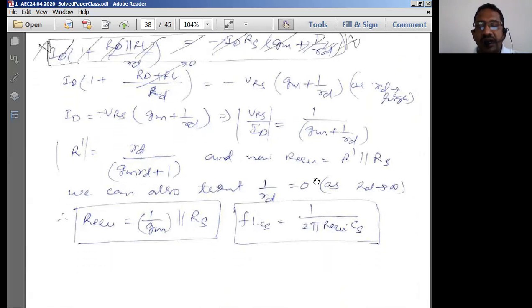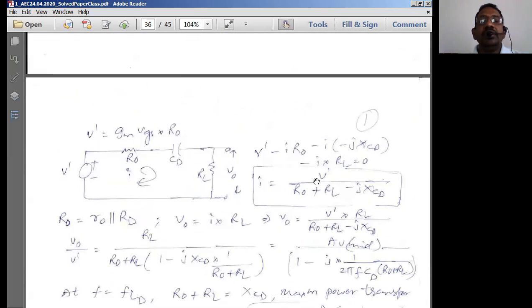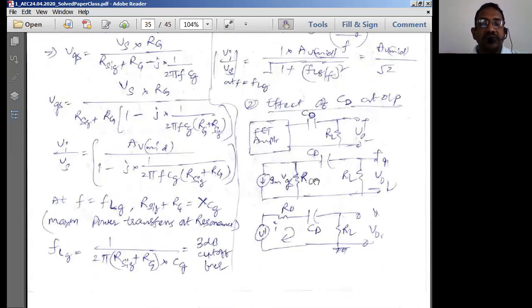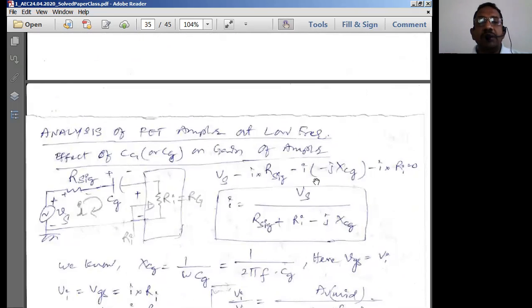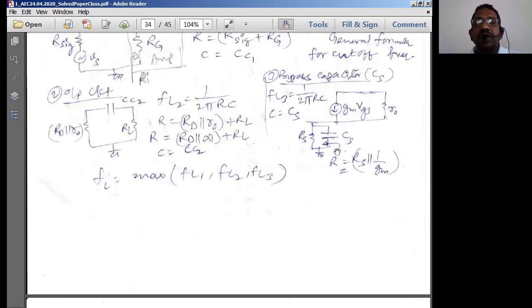The same relation directly we have used in the previous expression that we did for the low frequency analysis of the FET amplifier. So when we are discussing this, we use this R is nothing but equal to RS in parallel to 1 by Gm. The proof for this has been explained in the previous class.